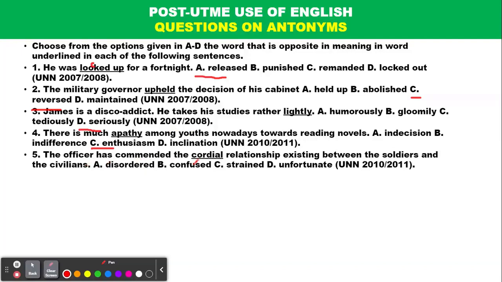The officer has commended the cordial relationship, underlined word cordial. Let's look at the options: A, disordered; B, confused; C, strained; D, unfortunate. The appropriate option is C, strained. Now, when your relationship is strained, it means that the relationship is hostile. The relationship is unfriendly. Okay, that's the appropriate option there.